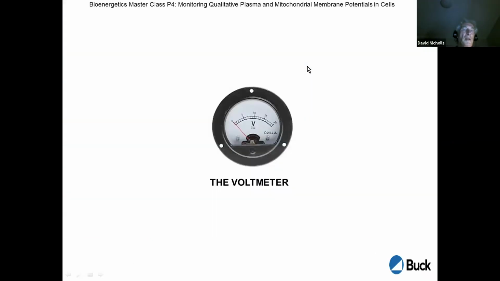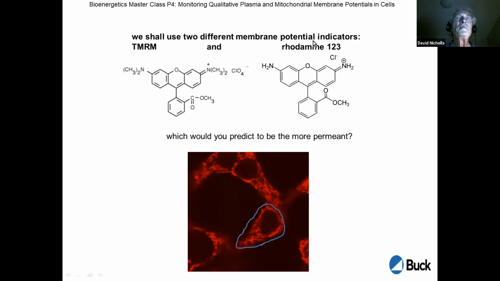So today is the voltmeter. You've had the ammeter, and now we're having the voltmeter. The technique which Martin and I, Akos, and other people have been using to measure membrane potential relies on lipophilic cations being permeable across the inner mitochondrial membrane and not being pumped, just being passively permeable and coming to equilibrium.